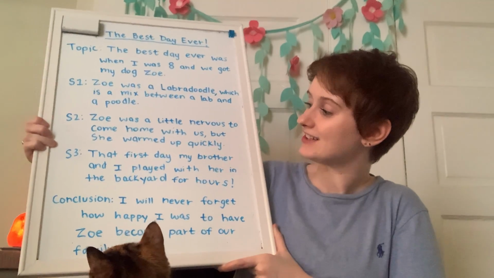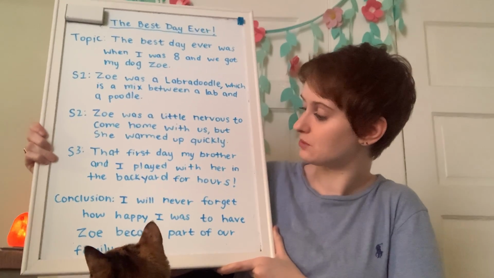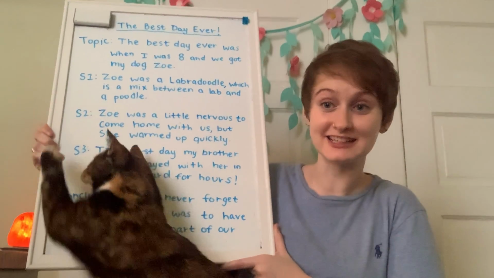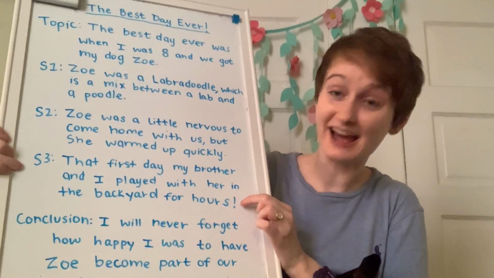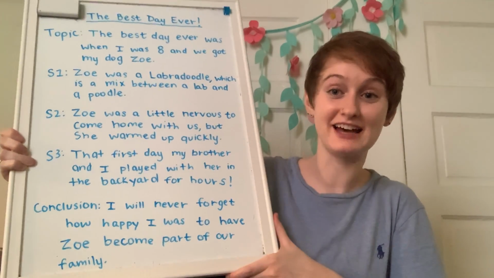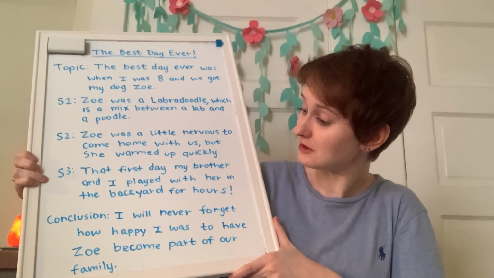Let's see. So supporting sentence 3 says, that first day my brother and I played with her in the backyard for hours! And you'll notice that I put an exclamation point at the end because I wanted that to be an exciting sentence. It says, we played with her in the backyard for hours.